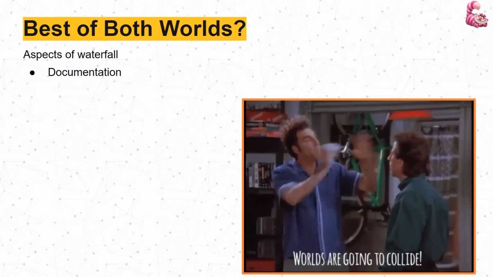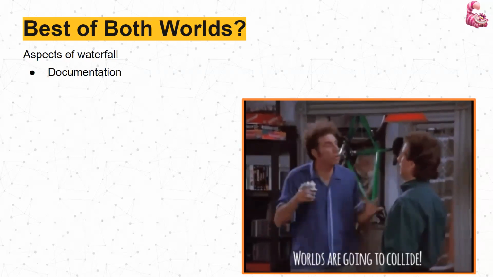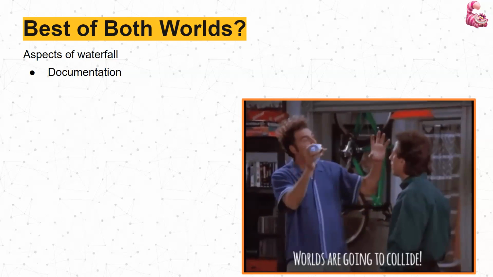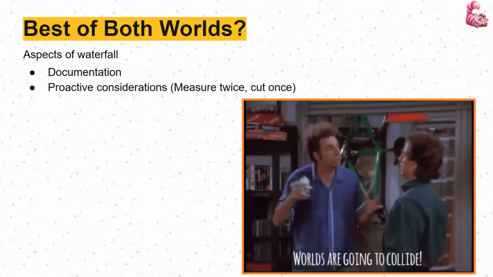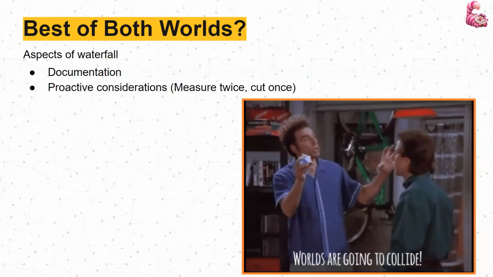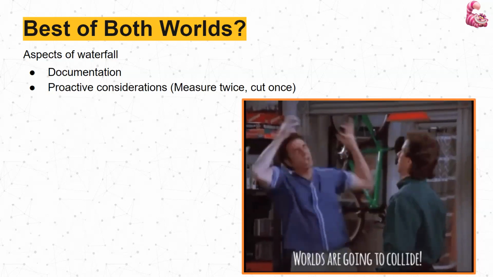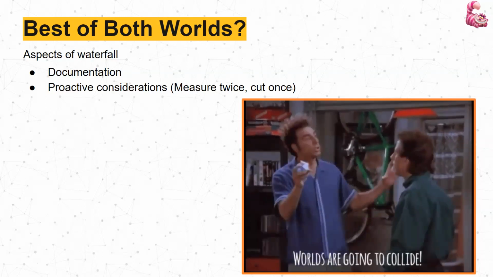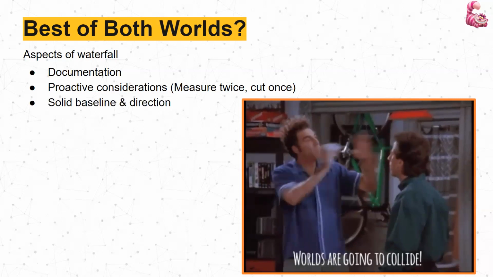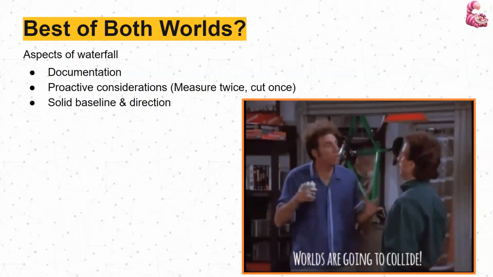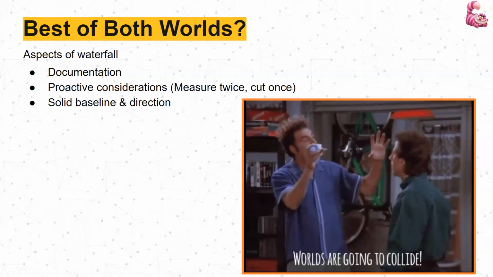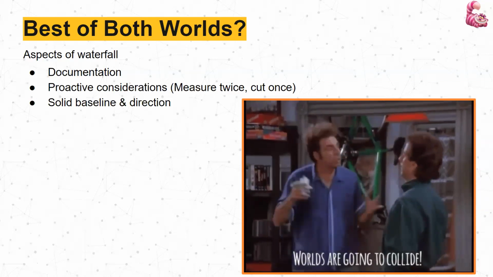Aspects of waterfall, documentation, huge, right? We've talked about that. Josh will continually talk about that. Proactive considerations, measure twice, cut once. That is a clear waterfall thing. There's a solid baseline and direction. It stays the same. There's no change with waterfall.